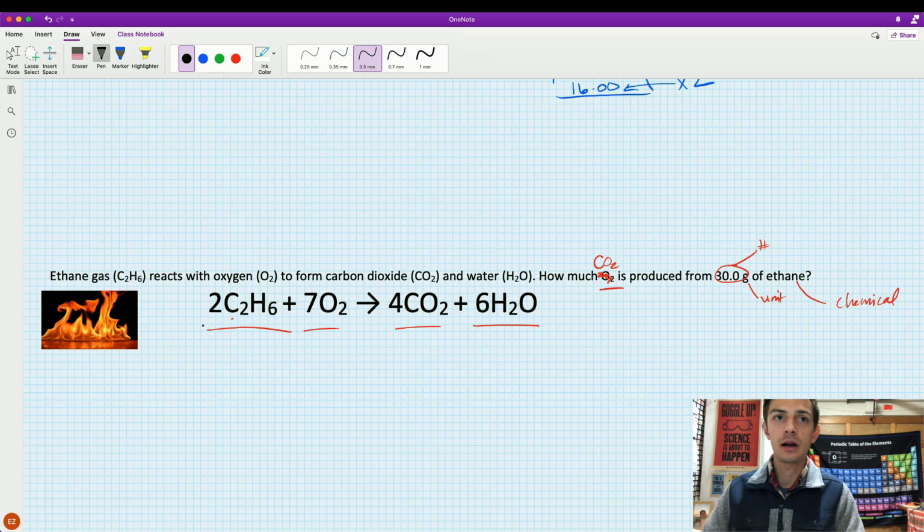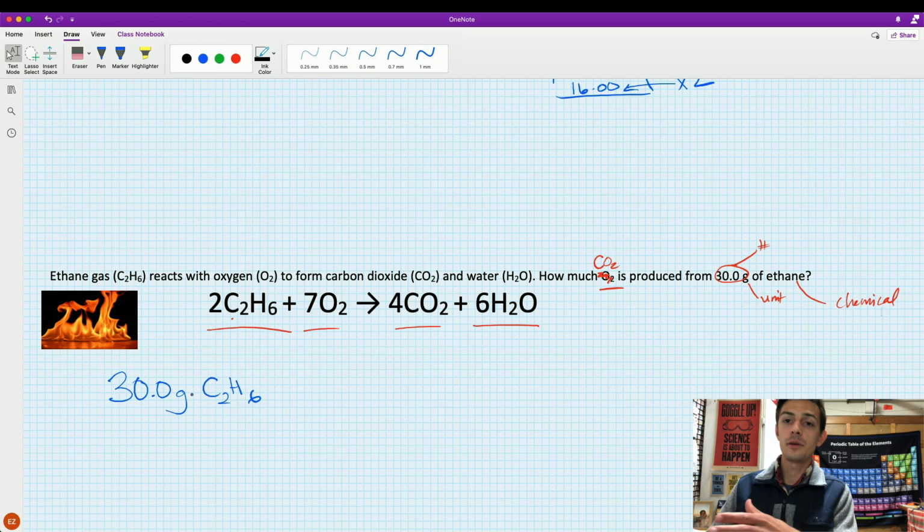Because there's a lot of stuff going on. It can get really confusing and a little overwhelming at first. So I'll just go ahead and write down 30.0 grams of that chemical here, C2H6 ethane. Now I'm going to convert from grams of ethane, excuse me, to moles of ethane.